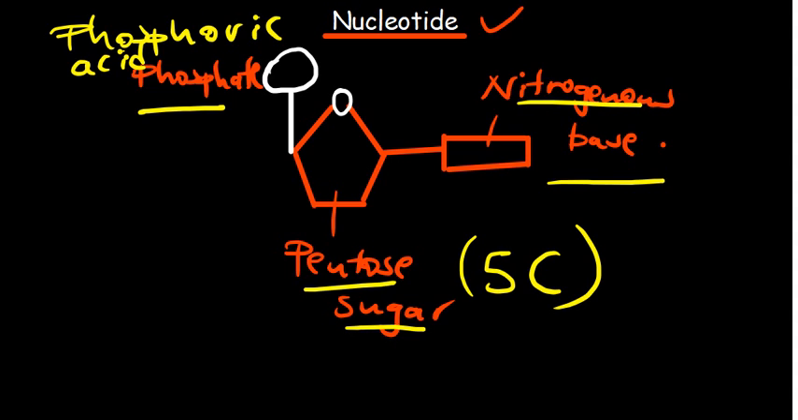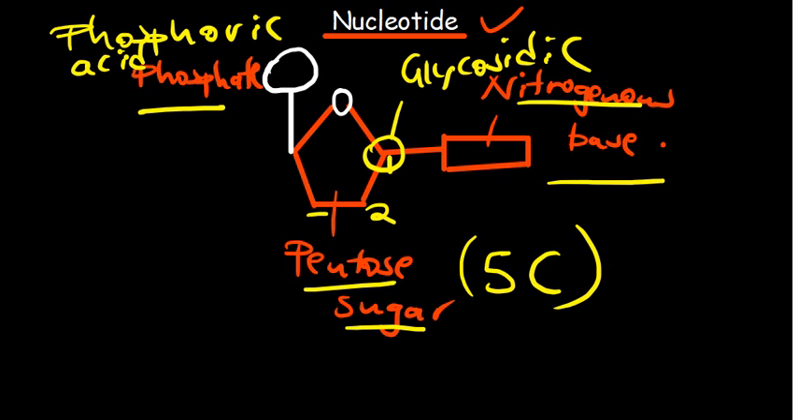The bond that is formed between the pentose sugar and the nitrogenous base is called a glycosidic bond. When it comes to the counting of the carbons around the pentose sugar, we start from that point: carbon 1, carbon 2, carbon 3, carbon 4, and there's carbon 5. We're going to talk about these in detail one by one.